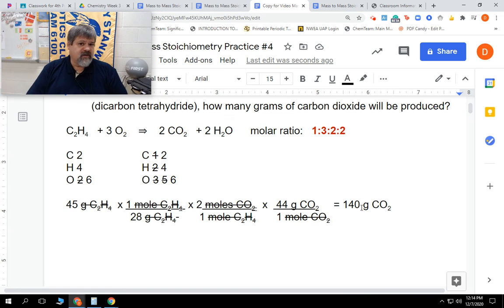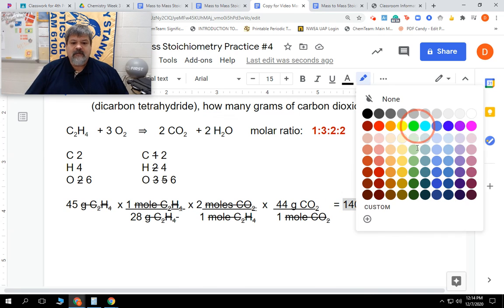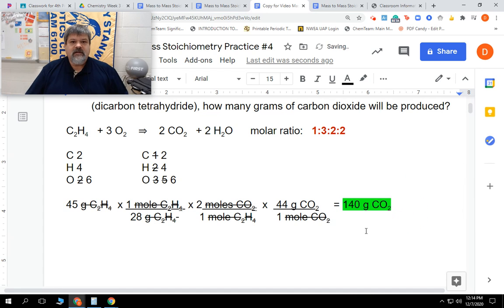And as always, you could put it in scientific notation, but there's no reason to. If I put it in scientific notation, it would be 1.4 times 10 to the second grams of carbon dioxide, which, again, it's easier just to look at this. Go ahead and highlight that. We got it. There's your answer.